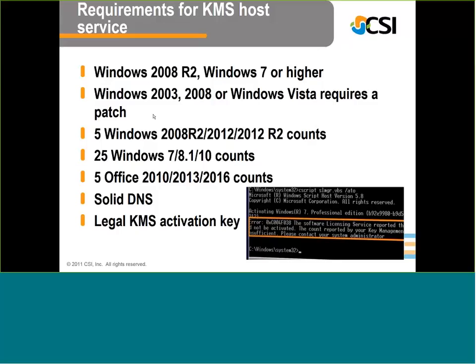Now in the bottom right, I'm showing you a DOS command, which is the manual way to activate. cscript slmgr.vbs /ato is activate. So I'm trying to activate a Windows 7 Professional machine on this screen. And I get an error, and this error is very common, and it turns people around a lot. The software licensing server reported that it could not be activated. The count reported by your key management service is insufficient. Please contact the system administrator.